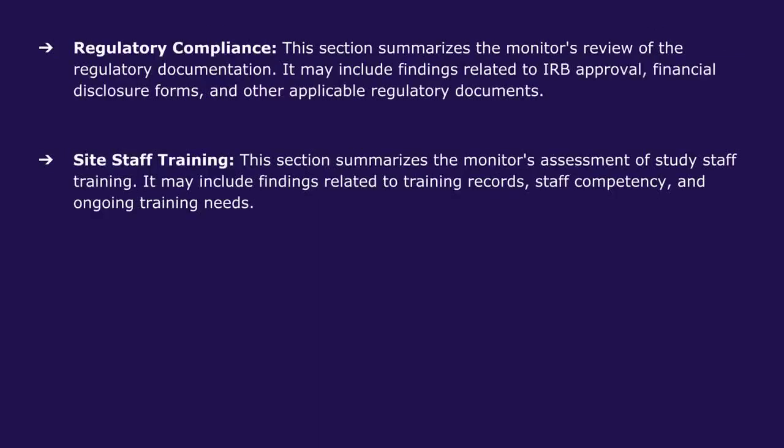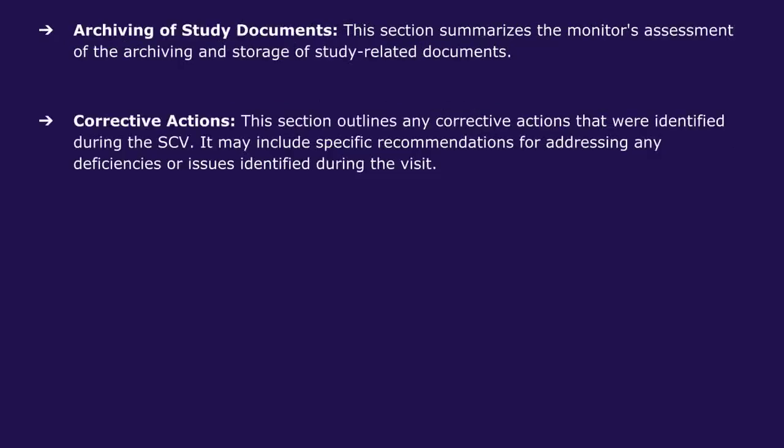Regulatory Compliance. This section summarizes the monitor's review of the regulatory documentation. It may include findings related to IRB approval, financial disclosure forms, and other applicable regulatory documents. Site Staff Training. This section summarizes the monitor's assessment of study staff training. It may include findings related to training records, staff competency, and ongoing training needs. Archiving of study documents. This section summarizes the monitor's assessment of the archiving and storage of study-related documents.